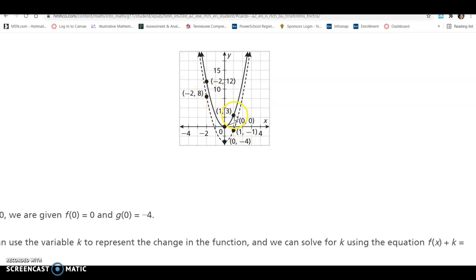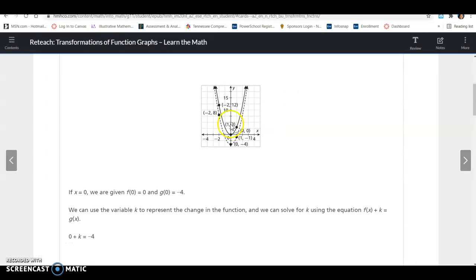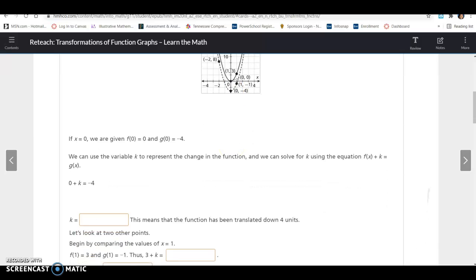And here are 2 more points. It looks like that one goes from 3 to -1. The point (1, 3) goes to (1, -1). So from 3 down to -1 also shifts down 4. So basically you're looking at the exact same graph, and the whole thing has just been slid down 4 units.